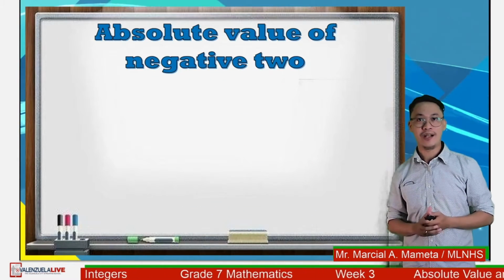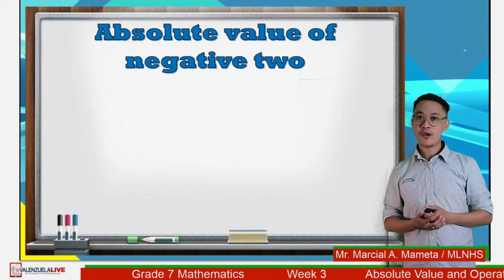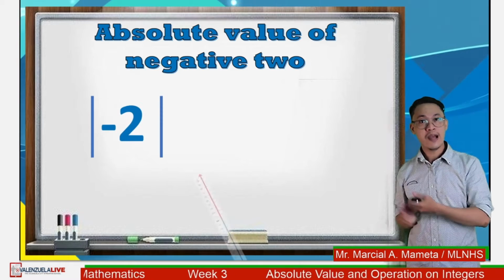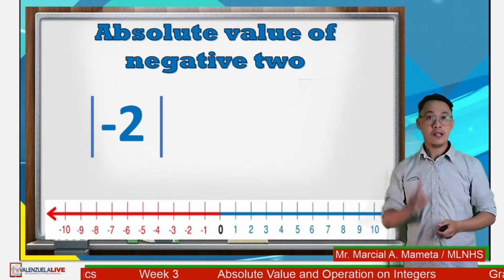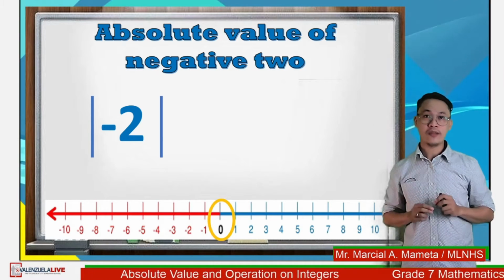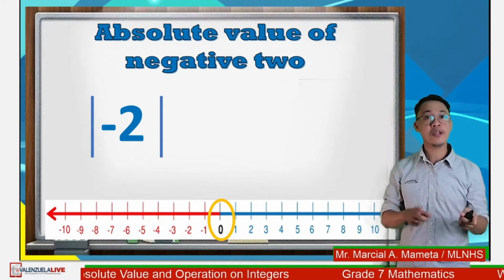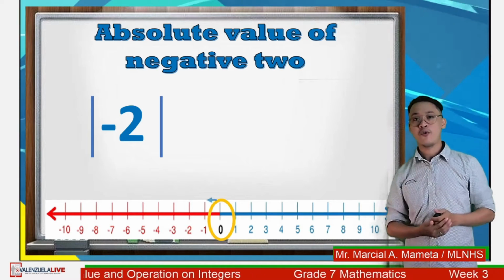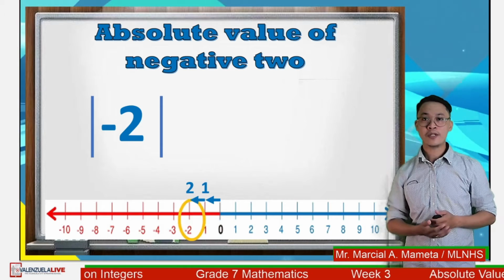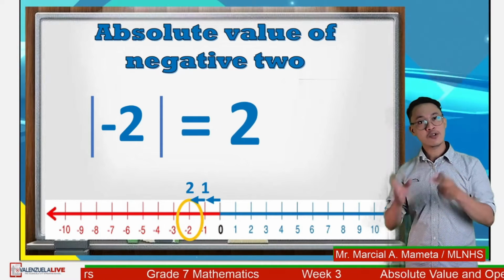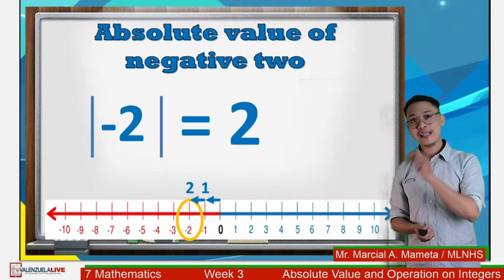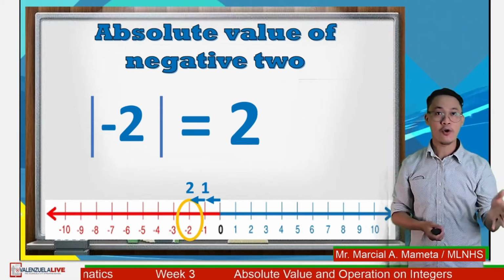Another example. This time, the absolute value of negative 2. It's written like this. Again, by the use of our number line, let's start with 0. Move 2 steps going to what direction? In this case, going to the left direction. So 1 and 2. And it stops here. So therefore, the absolute value of negative 2 is equal to 2. Again, it is the distance from 0.